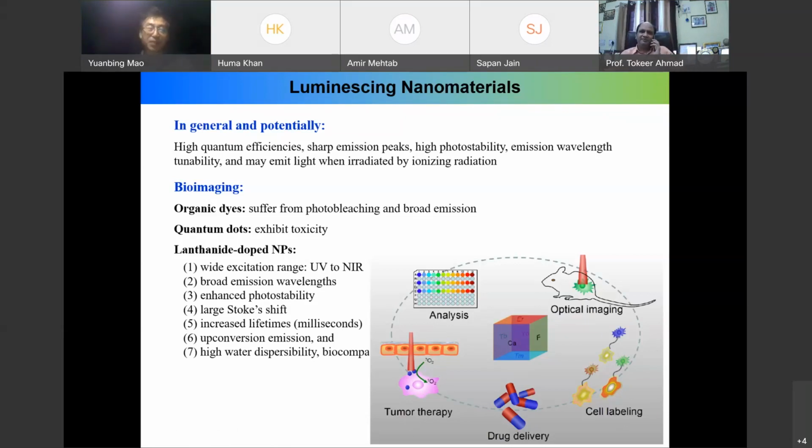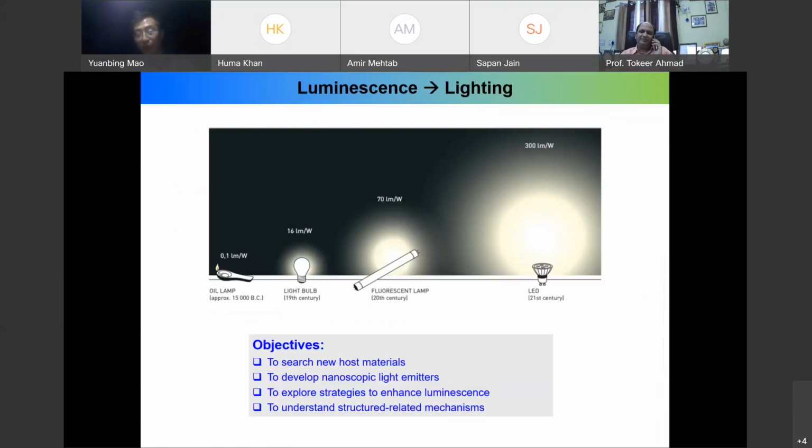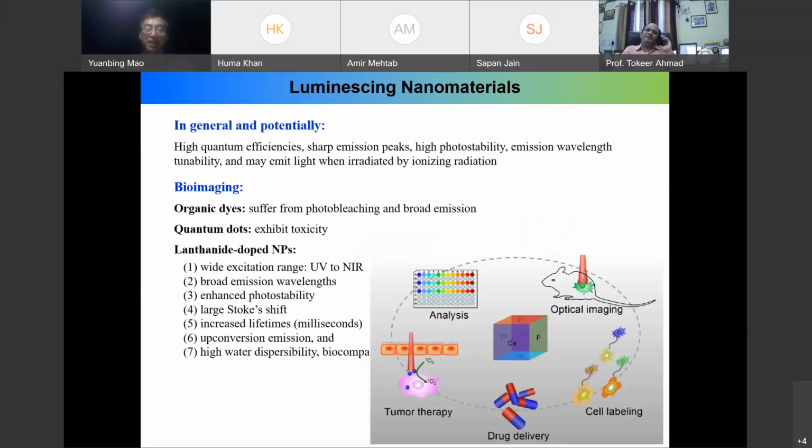So there are a lot of things we can do. You just need the teamwork as well. So, of course, today my topic is about solid state lighting, so I will switch gears for now. I hope so far I gave you a brief background about luminescence and luminescent materials.